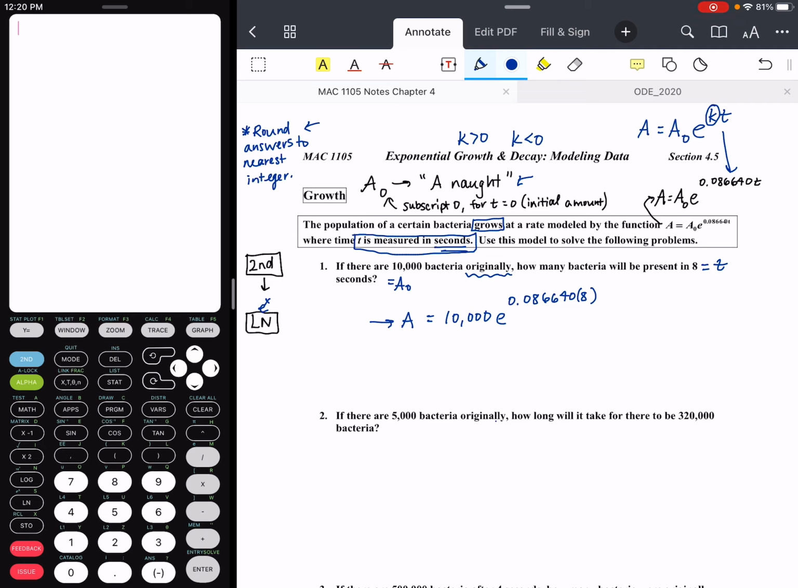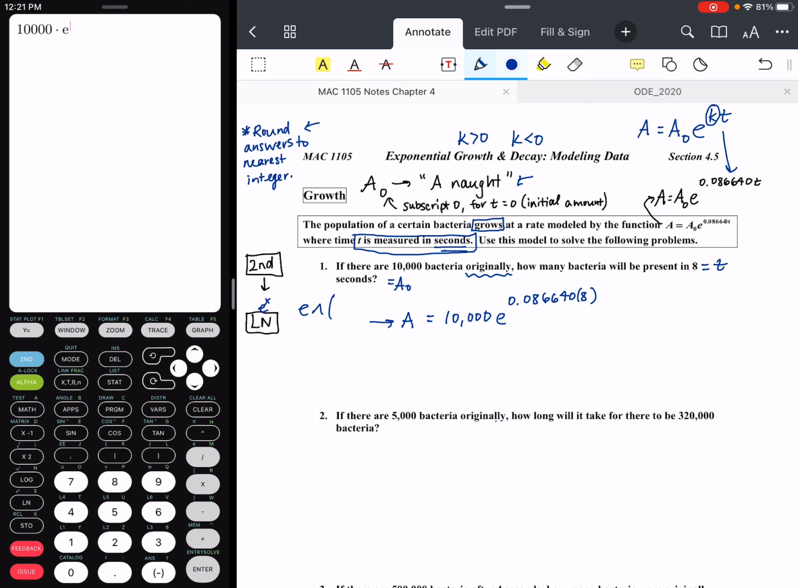When I'm accessing e, remember I hit my second key, and then the natural log, the ln key, which has that little e superscript x above it. So I hit first 10,000, then times, and then to access e, I hit second and then my natural log key. Mine goes right up into the exponent. If yours has e and then a caret, it'll probably start off with parentheses. Just make sure everything is written in parentheses and closed so everything stays in that exponent.